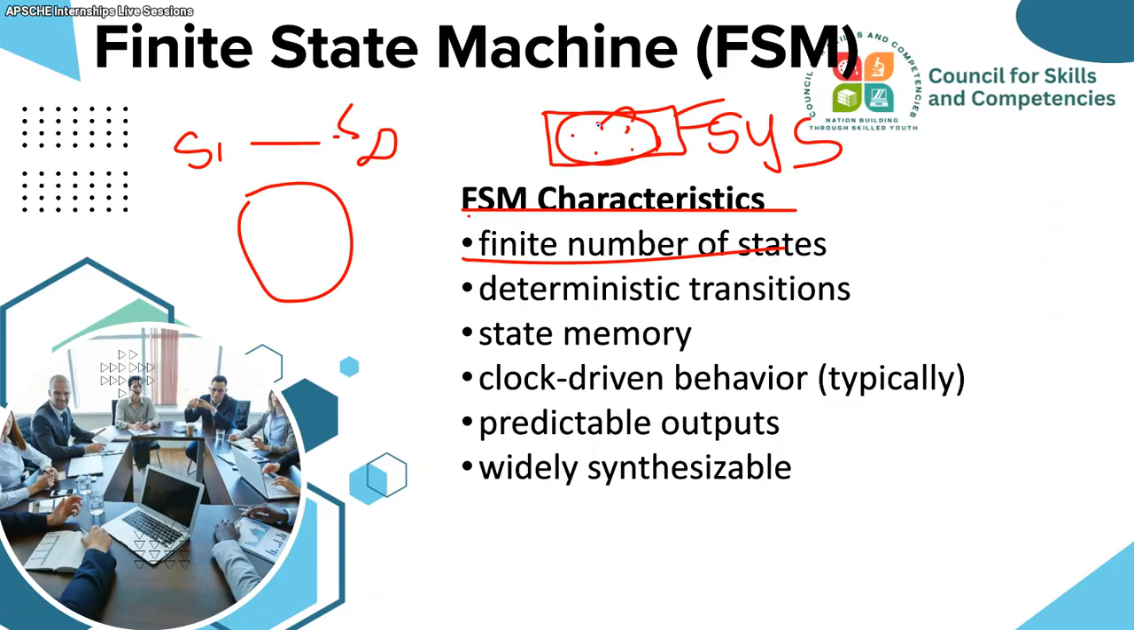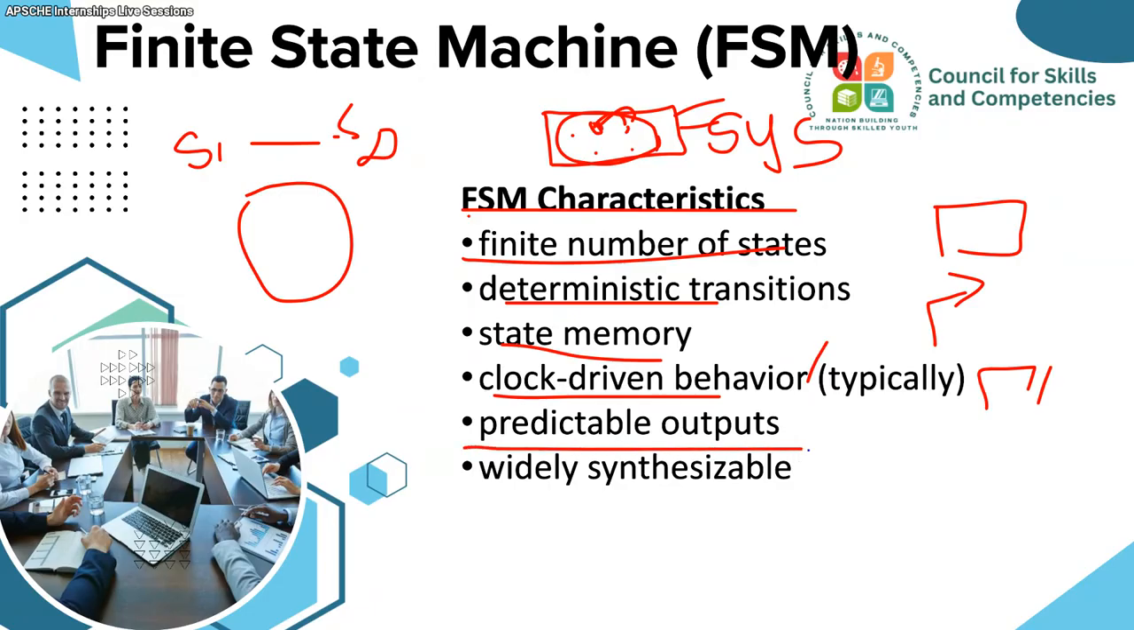If this is the input, and this is the clock, and this is the current state, it wants to move to this. That is predefined, and it needs a state memory to hold the current state, and it wants to be clock driven. Only through the clock, whenever the clock triggers, it will change the state, and the output is predictable. And the main thing is it wants to be synthesizable.